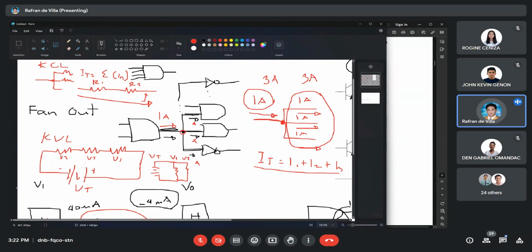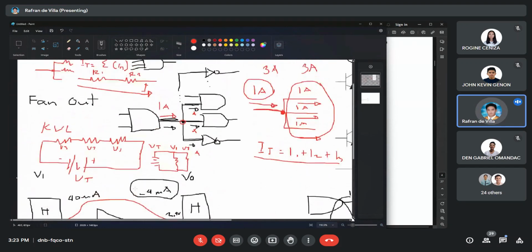Okay? In KVL, it's the opposite. Because if the connection is in series, the summation of V1 to V3 that was connected in series will be equal to VT. So they divide, of course. The higher the resistance, the higher the voltage. Okay? So if your resistors are in parallel, they have the same voltage. Okay? So take note of that concept, guys.